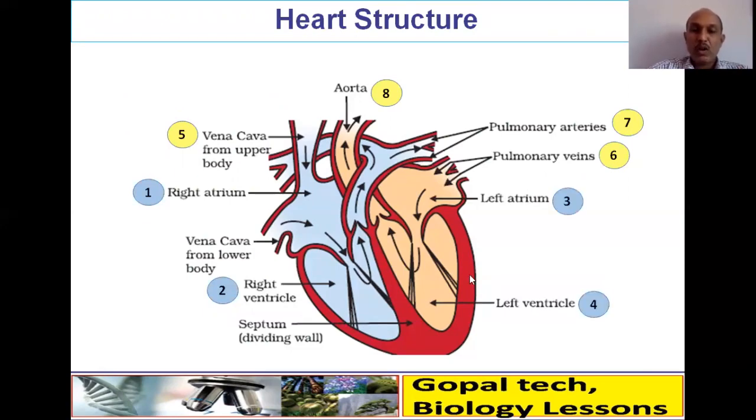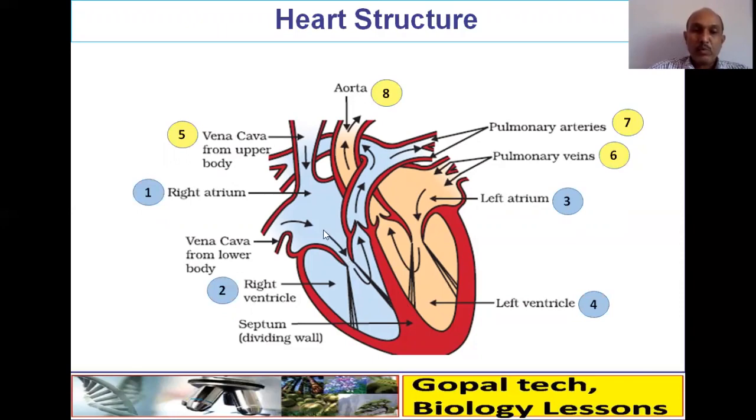See, all have walls, but here a thin wall, this is a thick wall, and this is the septum. And here there is an AV valve, this one, this one, these 4 valves. So they prevent the backflow of the blood. Then you see there is a vena cava from the upper body and a vena cava from the lower body. So they bring deoxygenated blood to the right atrium.